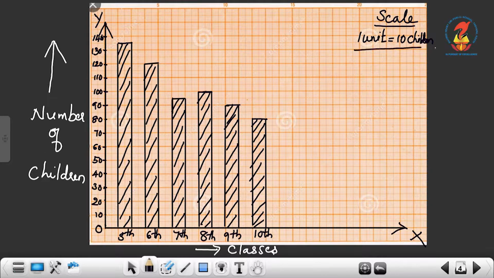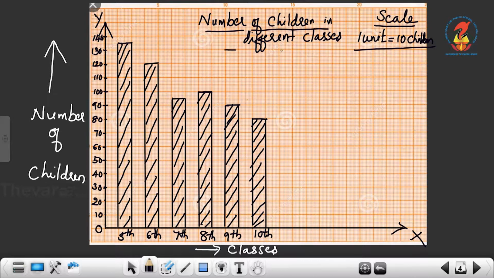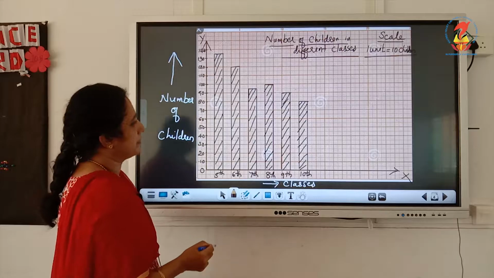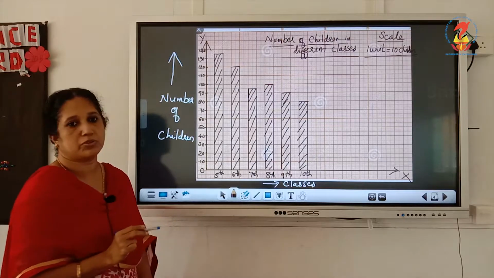The scale 1 unit is equal to 10 children, and here you can name the graph also. That means number of children in different classes. You can give a heading also, or simply you can write it as the bar graph. Okay. So in this way you have to draw the bar graph.